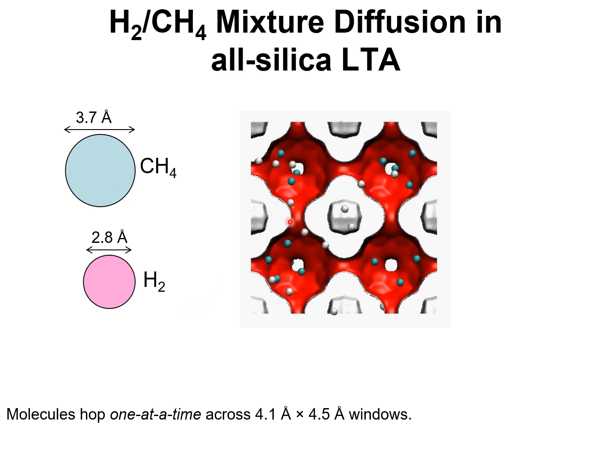Both molecules jump one at a time across the narrow windows. Since the diameter of hydrogen is significantly smaller than the diameter of methane, the diffusivity of hydrogen is significantly larger than the diffusivity of methane.